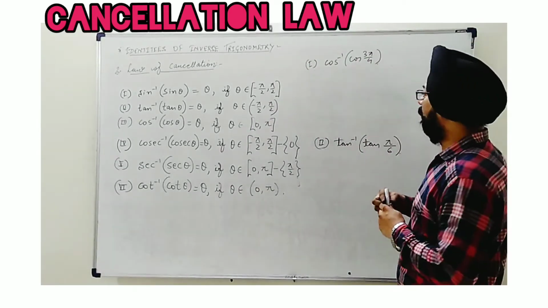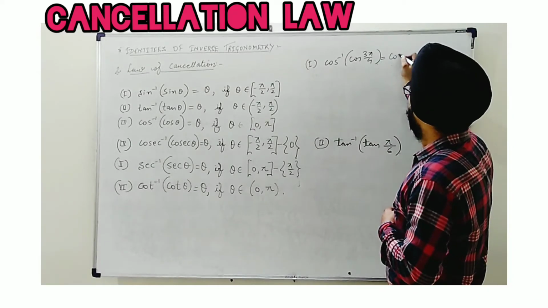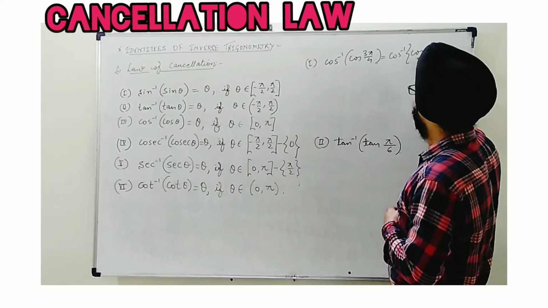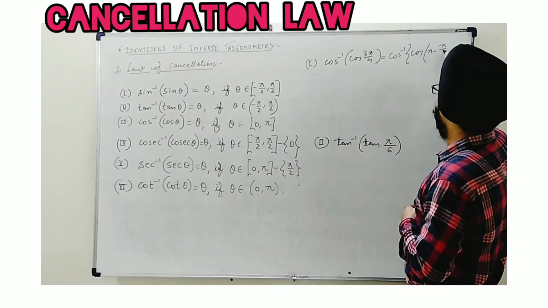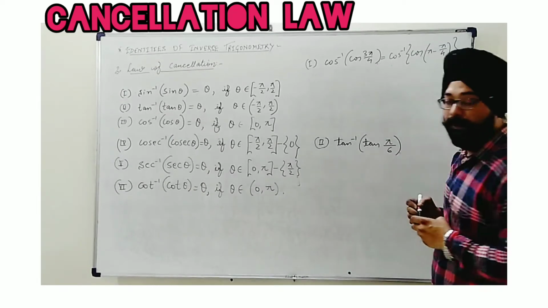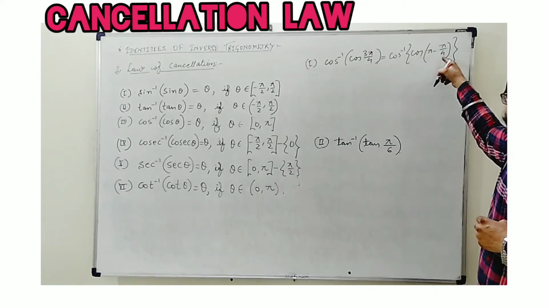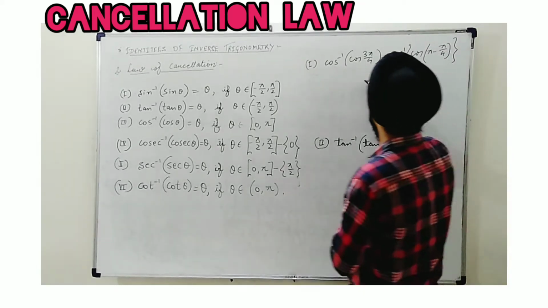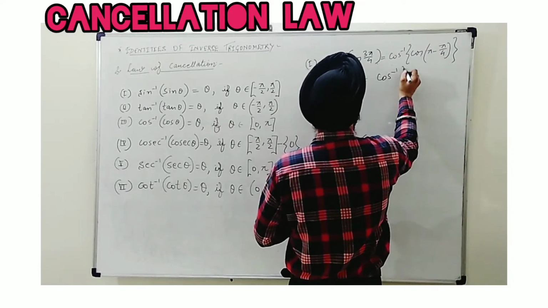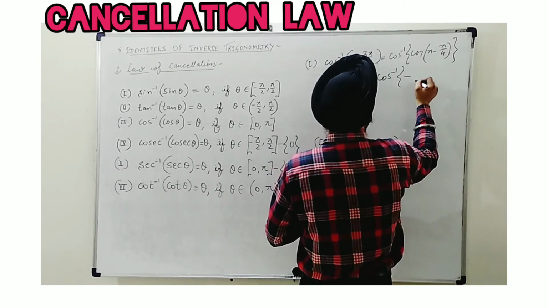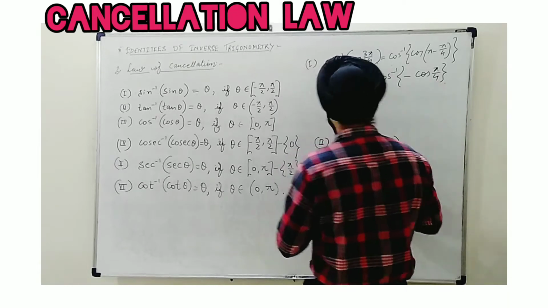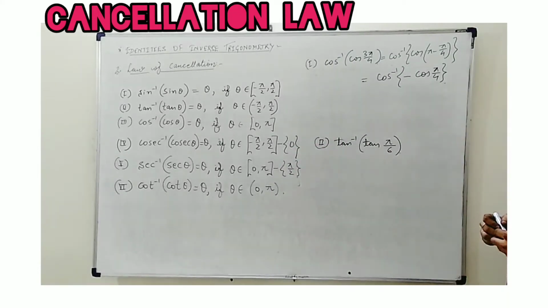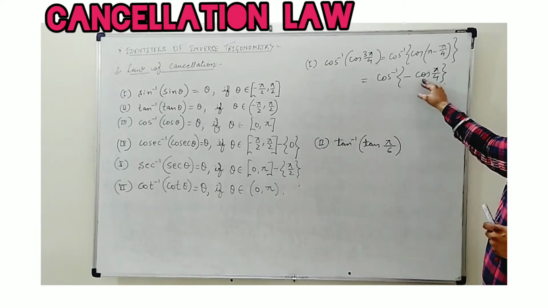By allied angle concept, cos inverse cos 3π/4 can be written as pi minus π/4. Solving by allied angle, cos of pi minus theta is what? Minus cos theta. So this will convert as cos inverse of minus cos theta, which will be minus cos pi/4. And once again, cos inverse of minus cos pi/4.